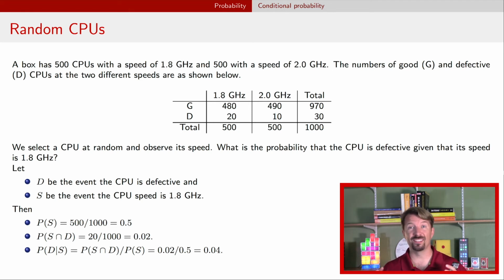Now again, we could have gotten this directly from the table. We can just look at the table and say, here's the column that has a speed of 1.8. In that column, we have 20 defectives out of a total of 500. If we take that ratio, then we get exactly the 0.04.